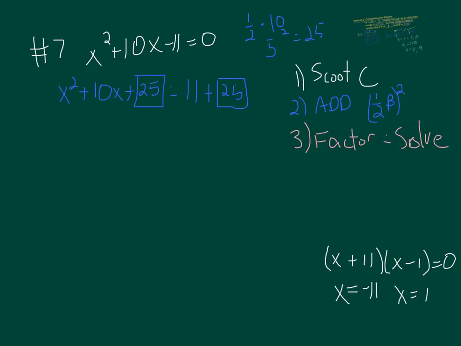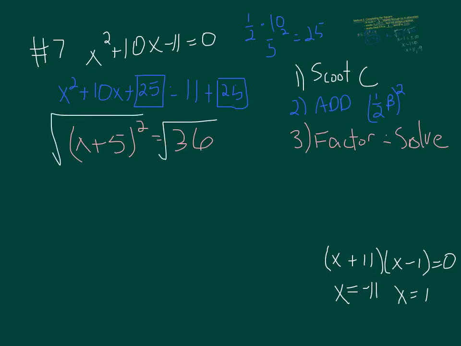By the way, folks, if a had not been 1, I would have had to divide through by a first before I could do anything. Alright, so the left side factors to x plus 5 and x plus 5. But I'm just going to put x plus 5 squared. Take a little shortcut. The right side, 11 plus 25 is 36. Well, look at that. Now I can just do what I did on the last one.